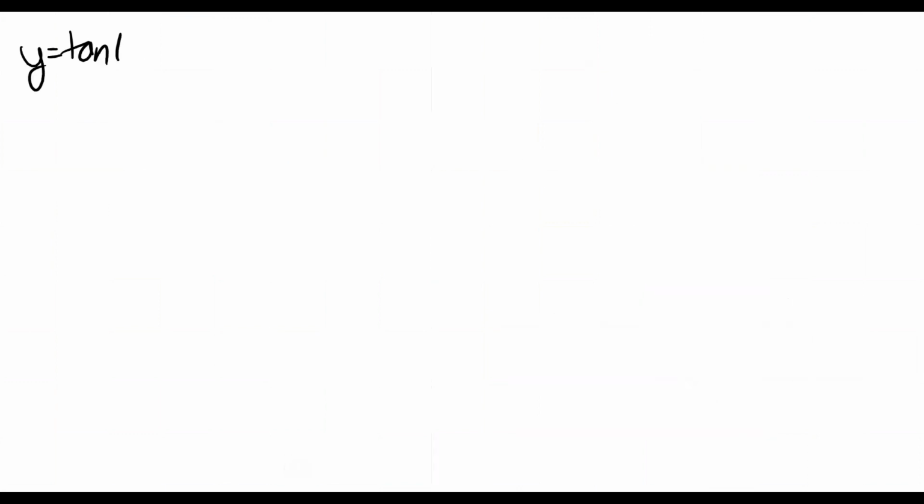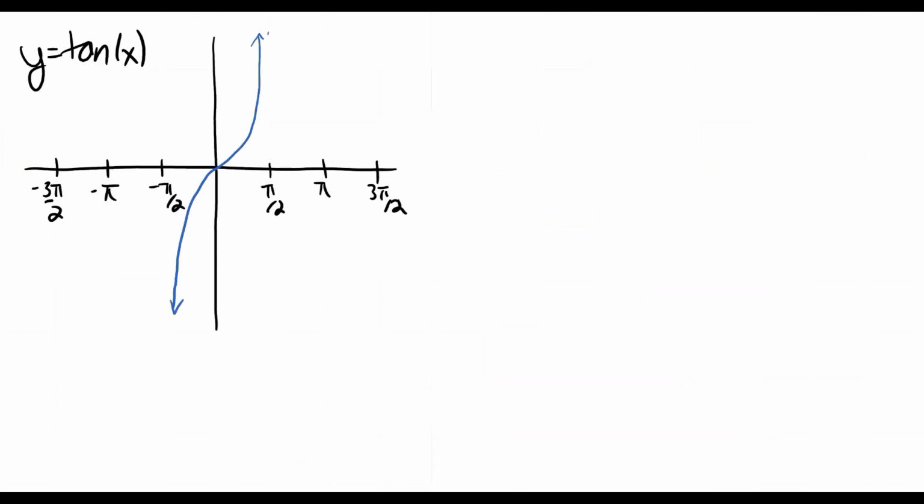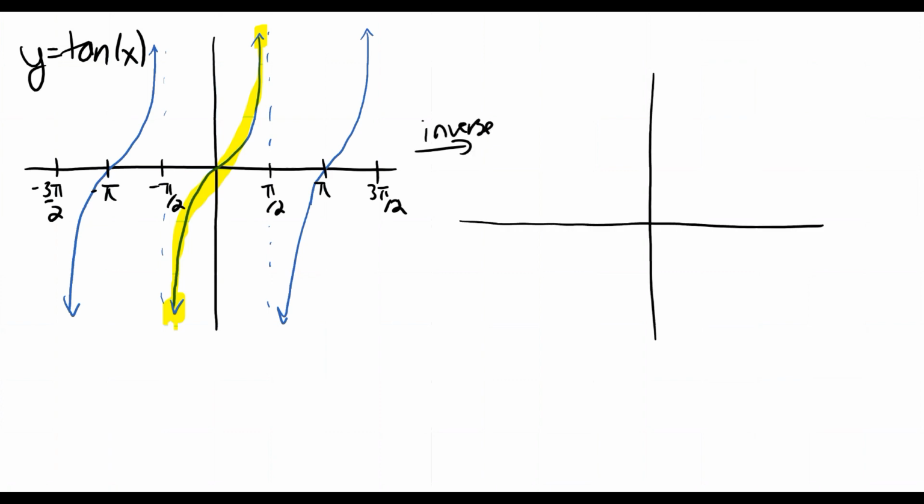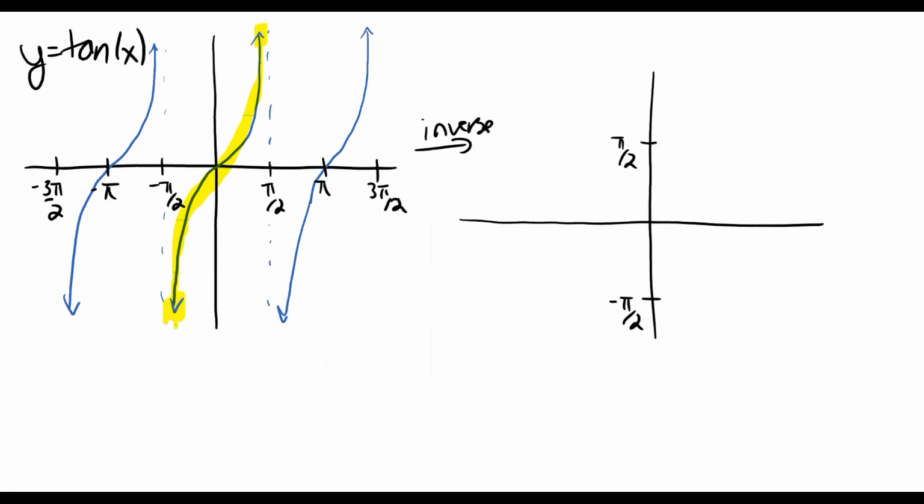Finally, we look at the tangent function. If we select the piece of it from minus pi over 2 to pi over 2, we see that this passes the horizontal line test. This piece has two vertical asymptotes at x equals minus pi over 2 and x equals pi over 2. When we flip, we get two horizontal asymptotes at y equals minus pi over 2 and y equals pi over 2. Notice now that the domain is all real numbers.